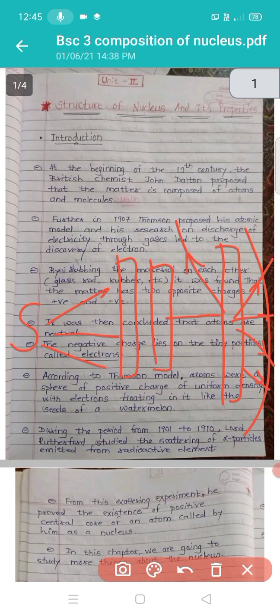The Rutherford gold foil experiment demonstrated that almost all the mass of an atom is in a tiny volume in the center of the atom, which is called the nucleus. This is the Rutherford alpha scattering experiment. In this chapter we are going to study more things about the nucleus. Now the next part is composition of nucleus.